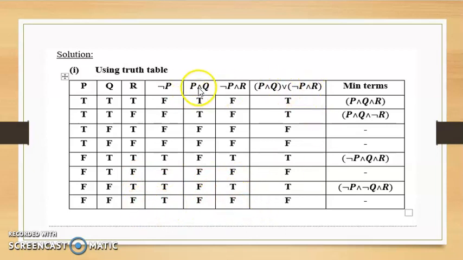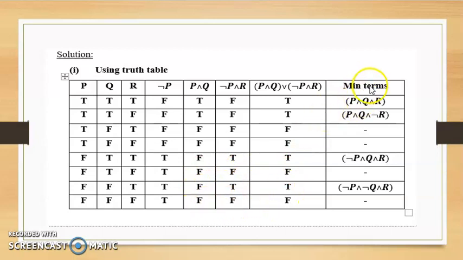Next we want to take (P and Q) or (not P and R). So when we take the disjunction of these two terms, T or F is T. T or F is T. F or F is F. F or F is F. F or T is T. F or F is F. F or T is T. F or F is F.